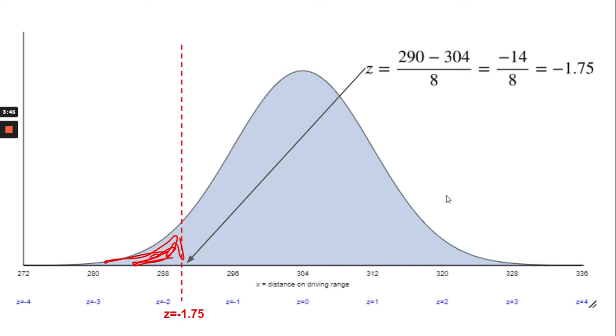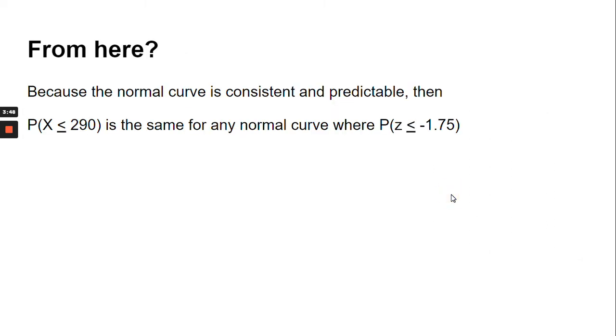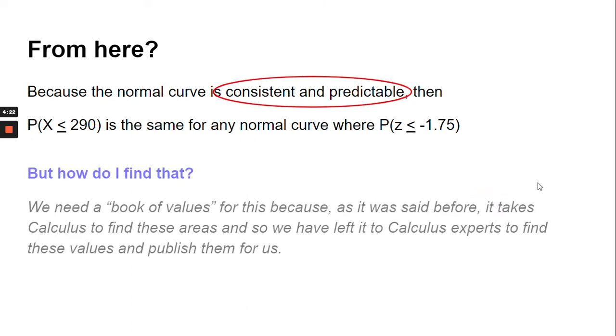So how do I go about this? But we've talked about that. Because the normal curve is consistent and predictable, the probability of being less than or equal to 290 is the same for any normal curve where you're asking the area below negative 1.75 standard deviations. It wouldn't matter. If we had another problem that fell in the same place, the area below would be the exact same answer. And the key there is the words consistent and predictable.